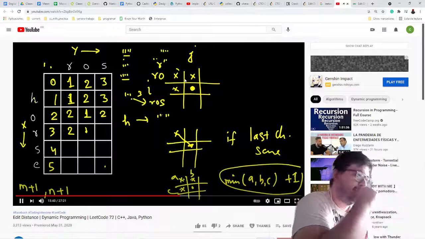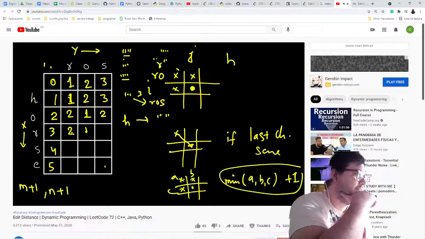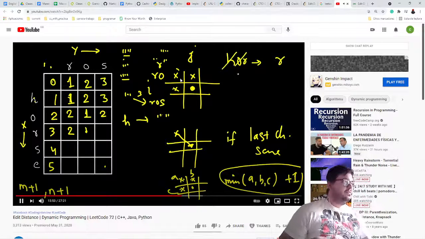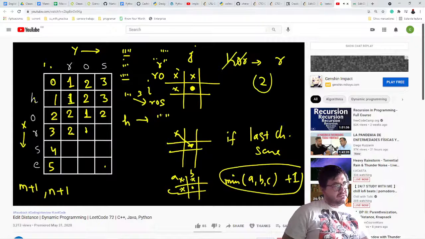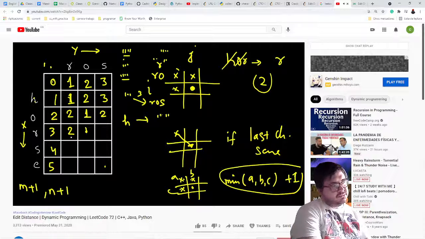Now let's see why is that. So this cell denotes HOR. Take HOR from this and take R from this. So we will delete this, we will delete this. So we will require 2 operations, and you see that correctly it's being captured here. And here not equal. So minimum of these 2 plus 1. So it's 2.